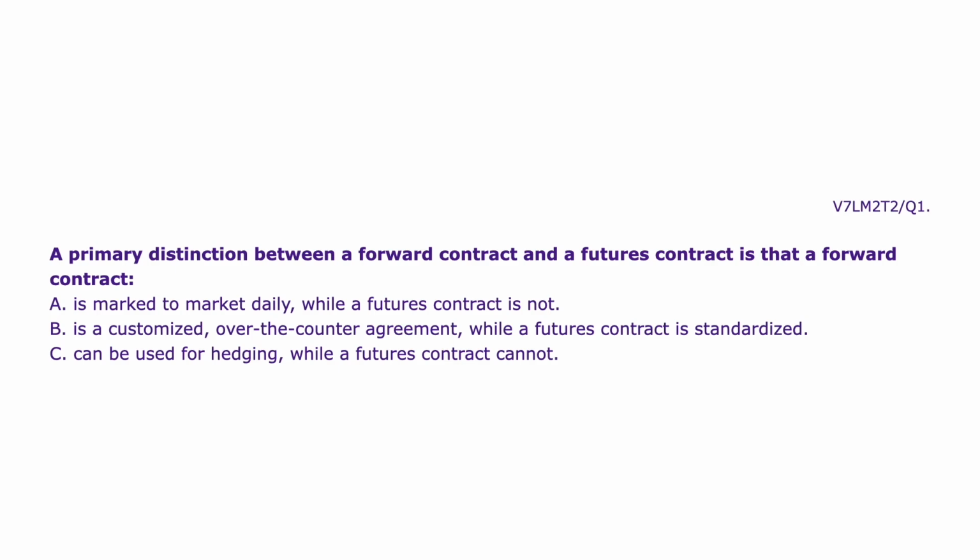A primary distinction between a forward contract and a futures contract is that a forward contract: A. is marked to market daily while a futures contract is not. B. is a customized over-the-counter agreement while a futures contract is standardized. C. can be used for hedging while a futures contract cannot.